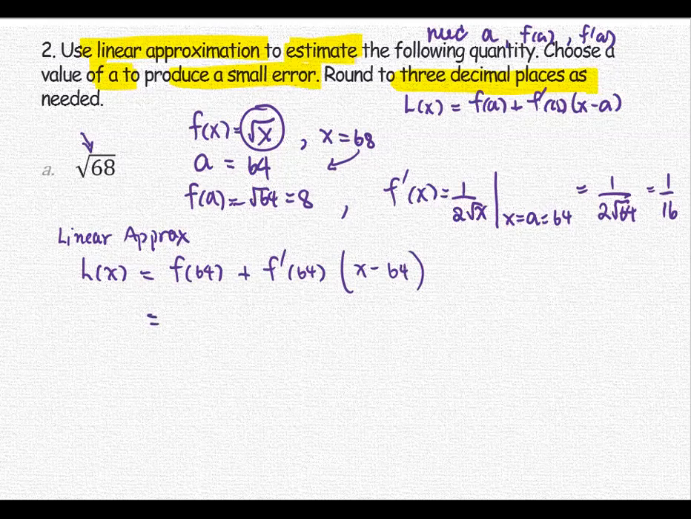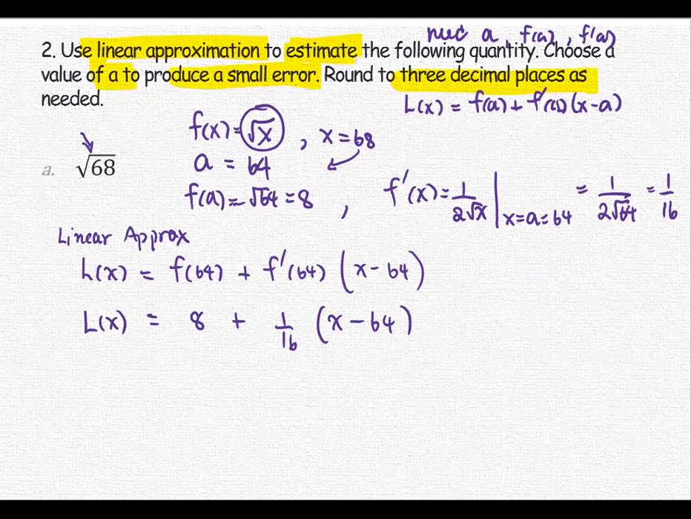The function at 64 is 8. The derivative is 1 over 16, multiplied by x minus 64. So you get the equation of the line that you're going to use to approximate the square root of 64, at the point x equals 64 on the curve y equals square root of x.